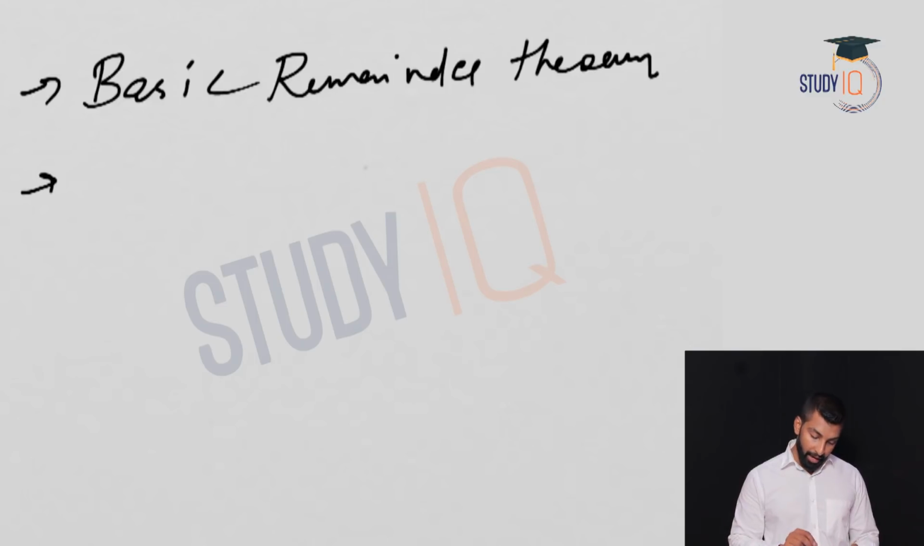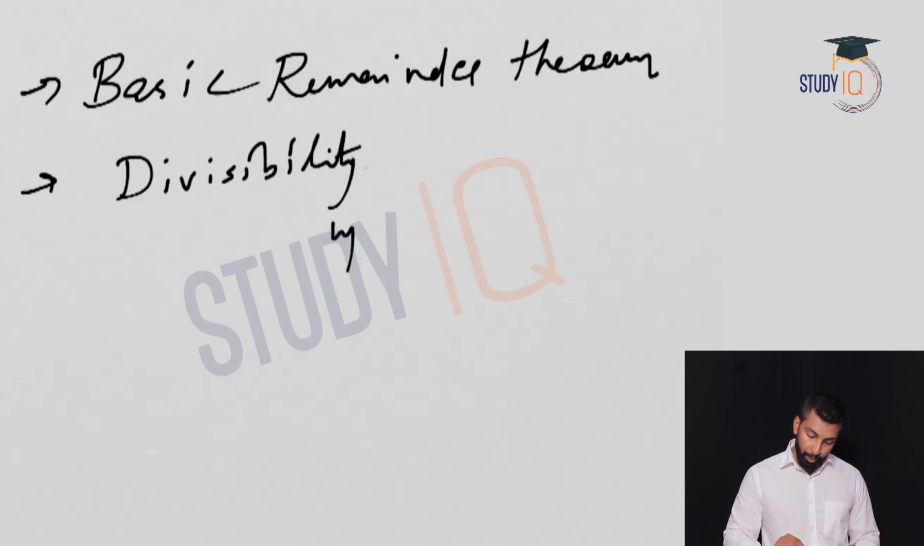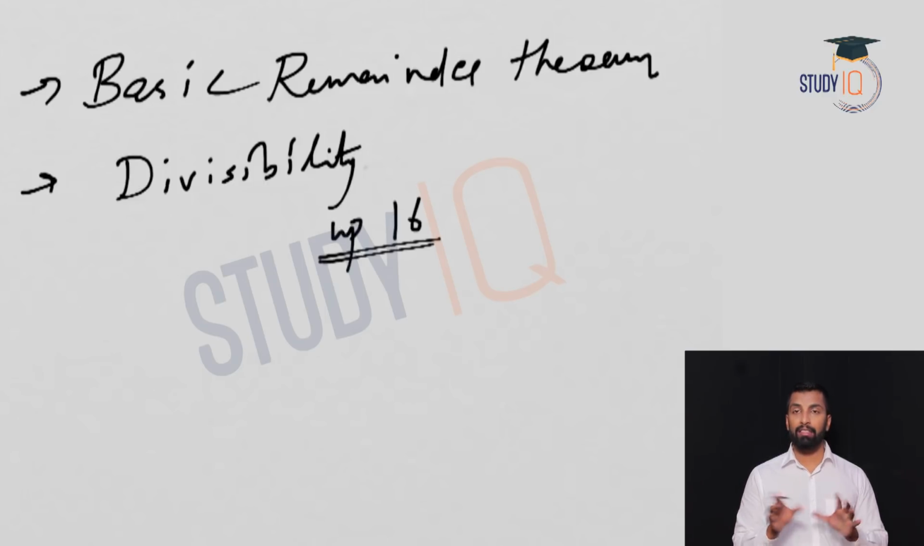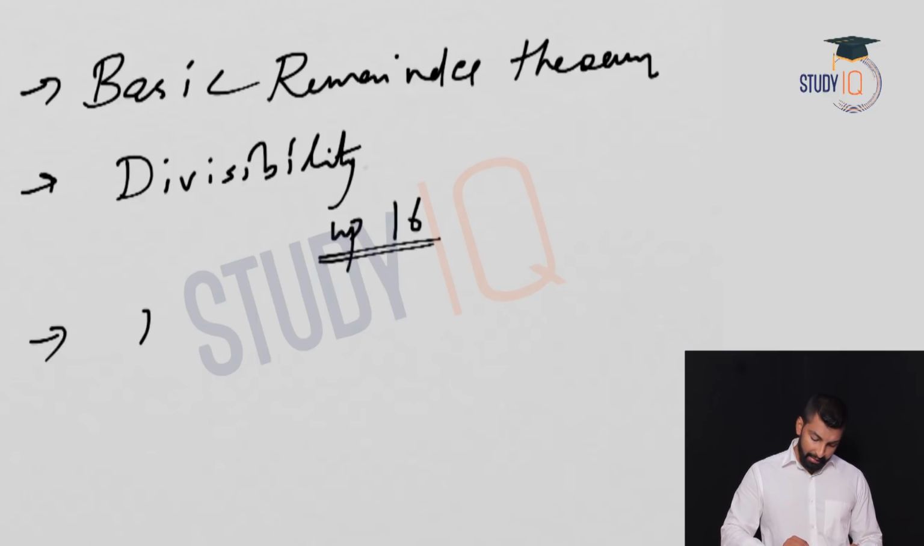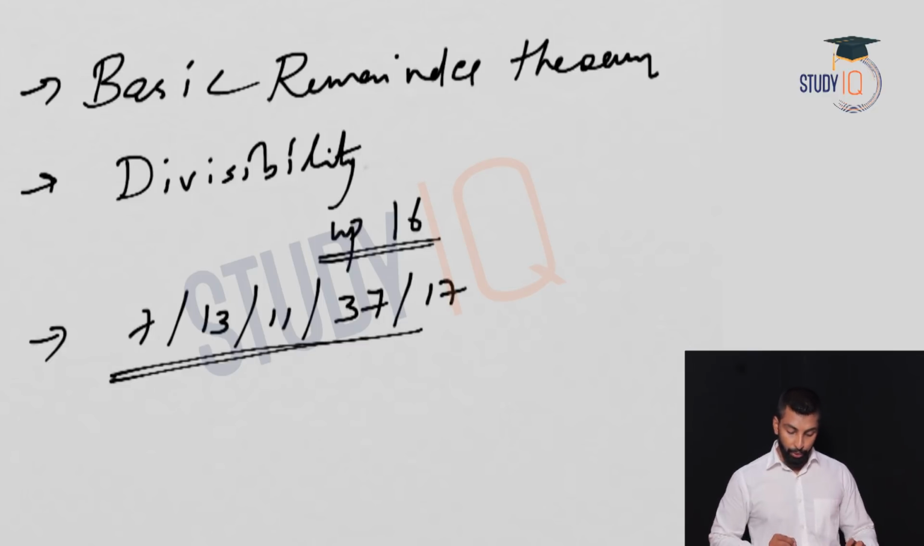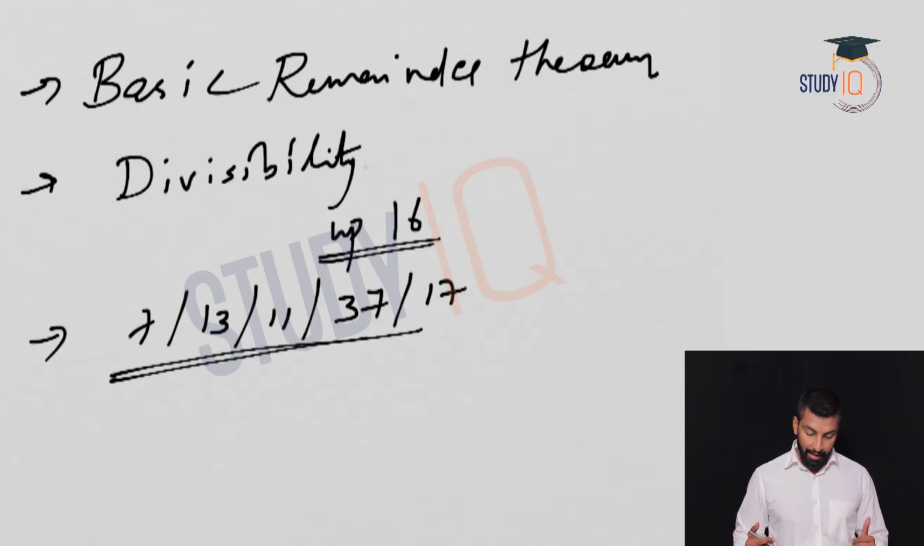This is the fourth video in the series. I hope you have seen the first three videos, where we discussed the basic remainder theorem, and then in the second video I discussed divisibility. We have covered divisibility up to 16, but there were some exceptions, and I covered those exceptions in the third video. What are they? 7, 13, 11, 37, and 17. So these are the videos that we have done till now.